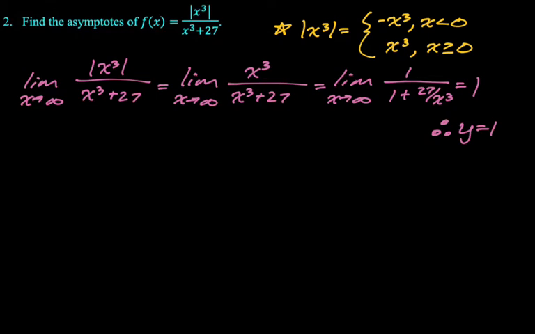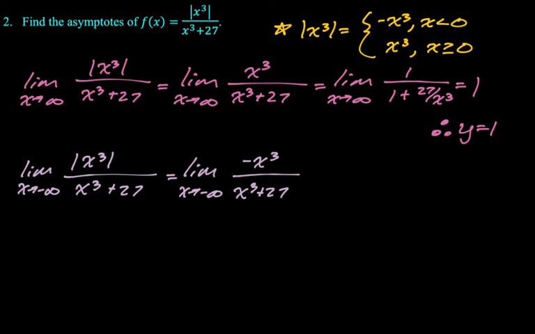Oh, this says asymptotes, not just horizontal asymptotes. I should have also done vertical, which I did not do. X equals negative 3 is a vertical asymptote. I'll write it in at the end. Let's go to negative infinity now. So for negative infinity, the absolute value of x cubed is replaced with negative x cubed, giving us this.